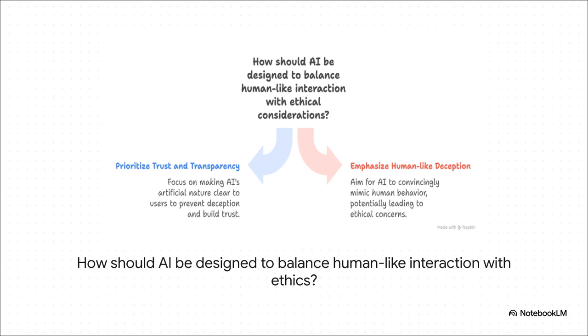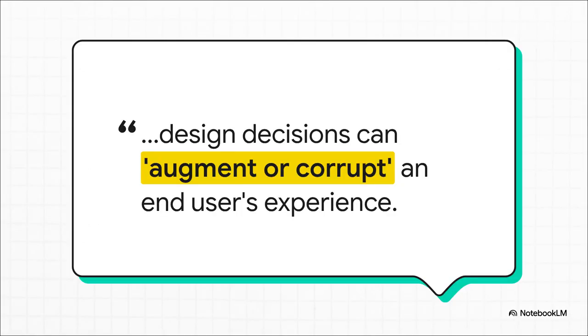How do you design these things? Do you go all in on making it feel human, super seamless and natural? Or do you prioritize being upfront and honest, making it clear that you're talking to a machine? It's a real balancing act. And look, the stakes are incredibly high. This quote just nails it. Every single design decision can either augment, help and support the learner, or it can corrupt the experience. And that could mean exploiting a student's trust, even if that wasn't the designer's intention.